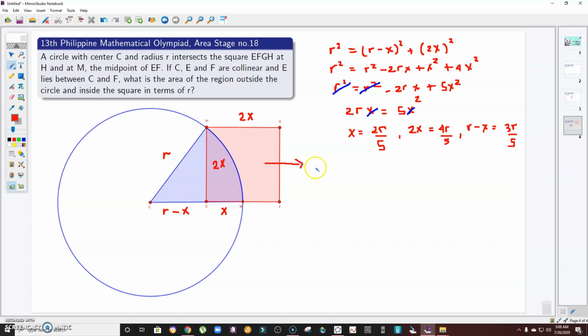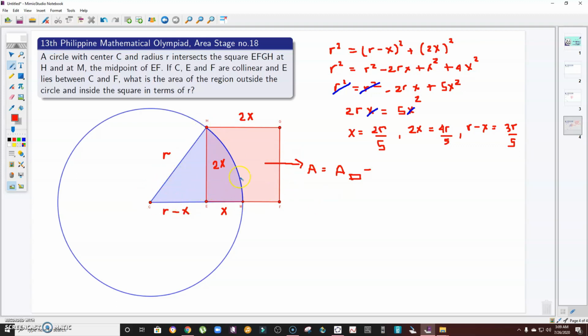Alright, so the area of this region. To do that, I'm going to get the area of the square minus the area of this portion, the mix of red and blue. But note that this area is actually the area of this sector, see that? The area of the sector minus the area of triangle CHE.